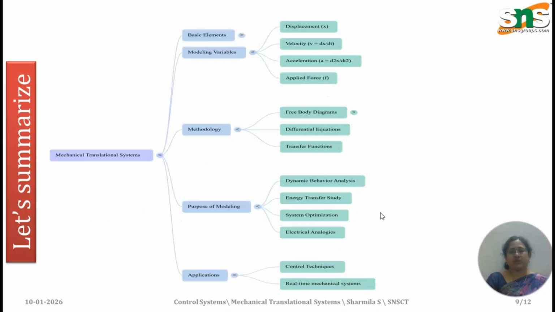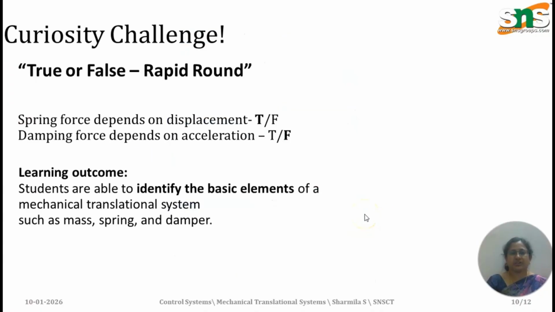And now let's move on to the summary of this session. In this session we discussed what a mechanical translation system is, the basic elements of a mechanical translation system, that is mass, spring, and damper, and the units of a mechanical translation system with variables. Now let's move on to the curiosity challenge with a true or false rapid fire round. Spring force depends on displacement. True or false? It is true. Damping force depends on acceleration. It is false.